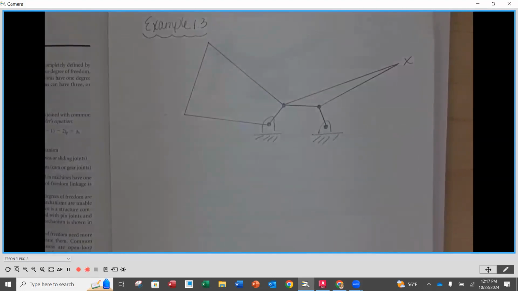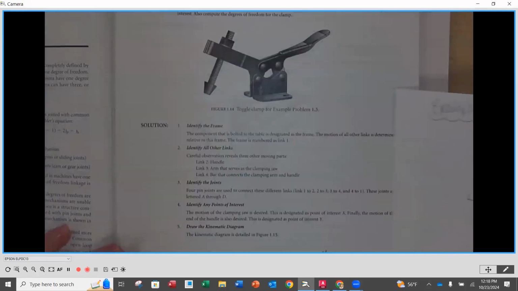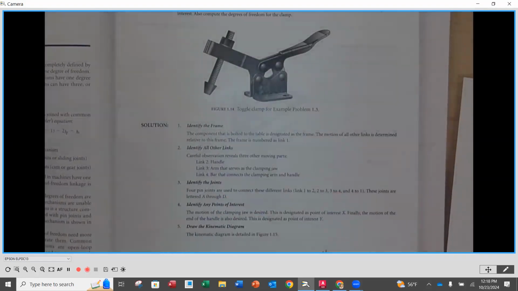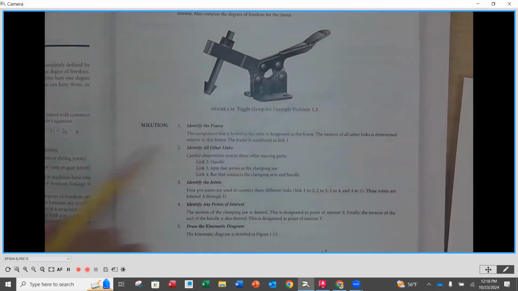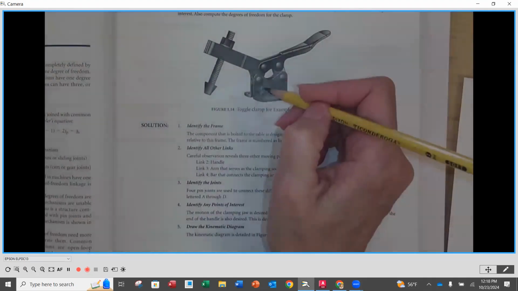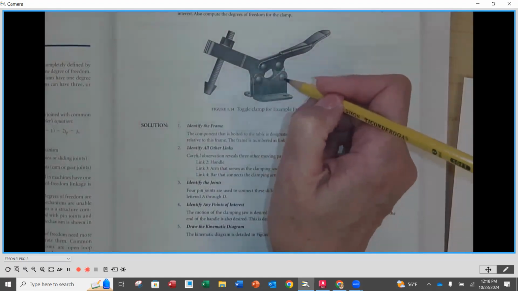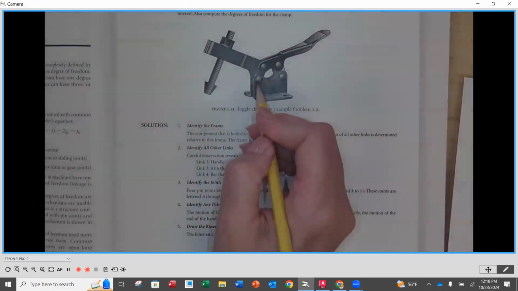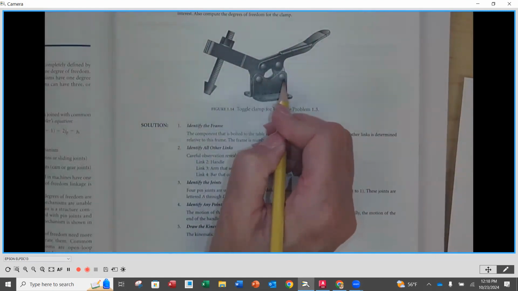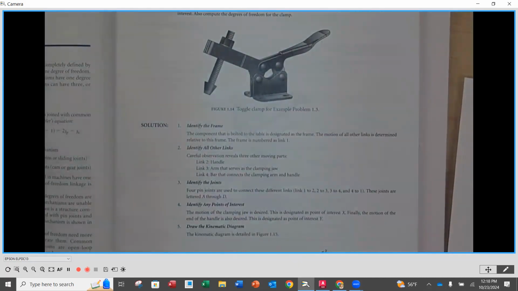So first things first, you always have to identify what is the frame. Okay, the frame is going to be anything that is not moving. So as we look at the toggle clamp itself, it's kind of obvious that these little L brackets on either side, and they have holes in them, that's going to mount down on something in order to keep that in place. So these L brackets on either side where the rivets are going through, acting as pins, primary joints, these two pins are not going to move. So those two connections are going to be connected to the frame.